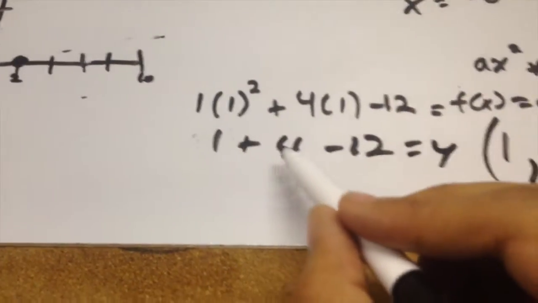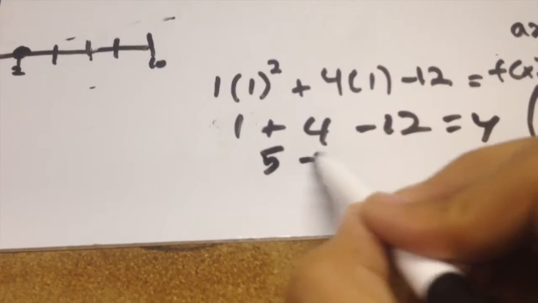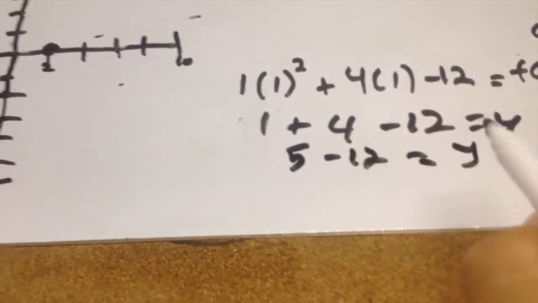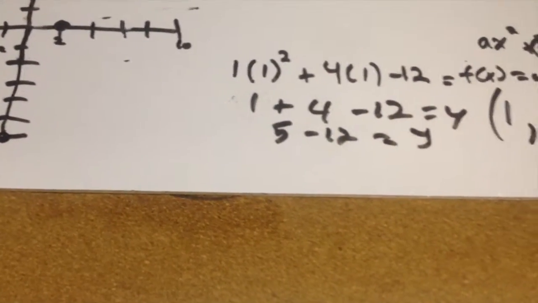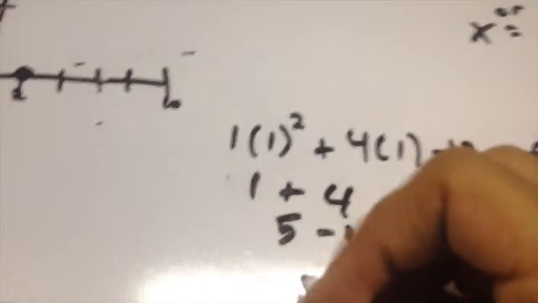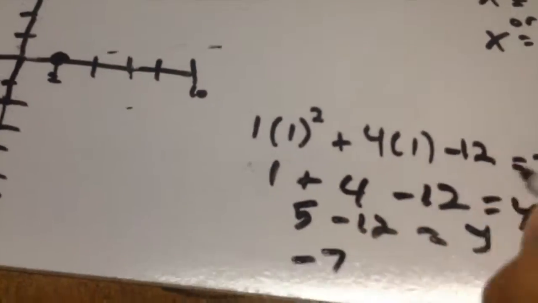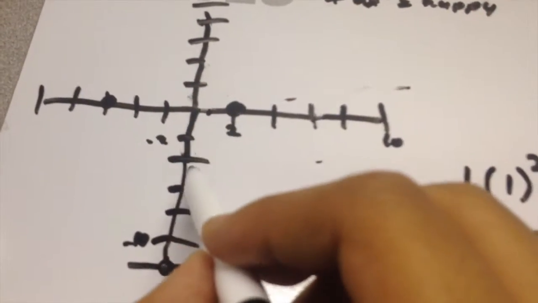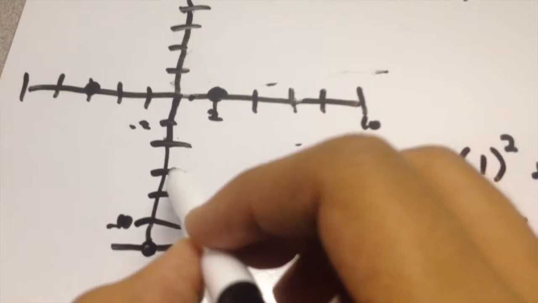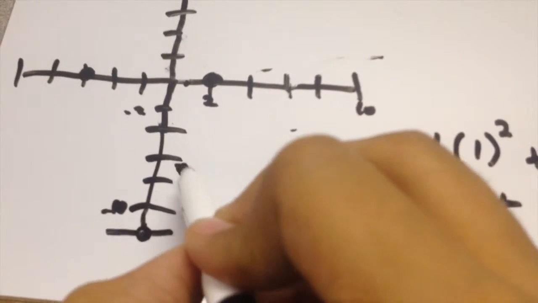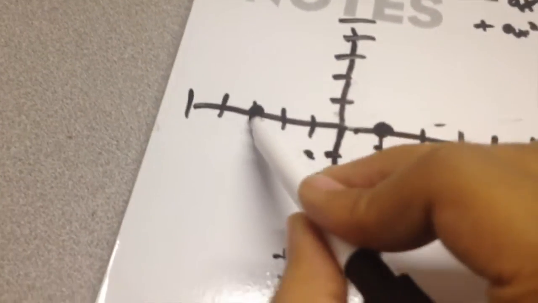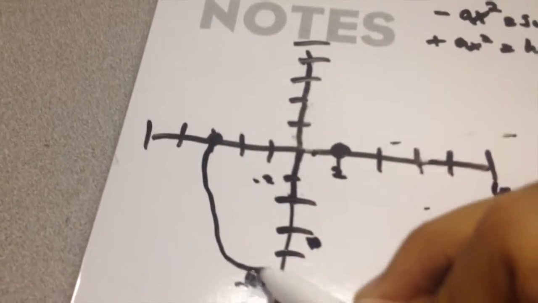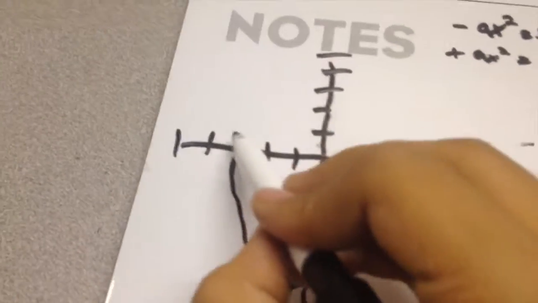Now we add this all up. So 1 plus 4 is 5, and then 5 minus 12, and we get negative 7 equals y. So now we plug that into here, and our next coordinate is 1 and negative 7. So our next one would be right here, which fits right into this parabola.